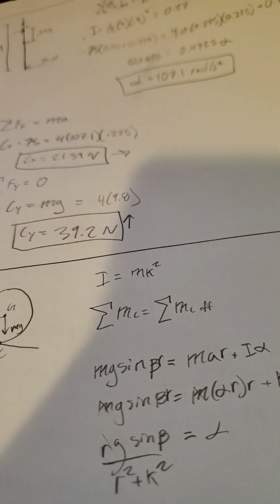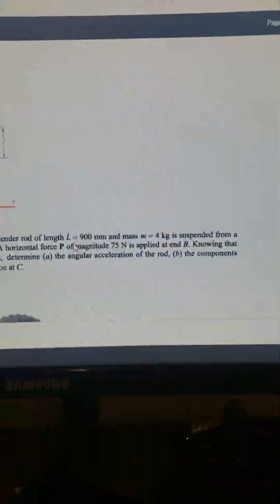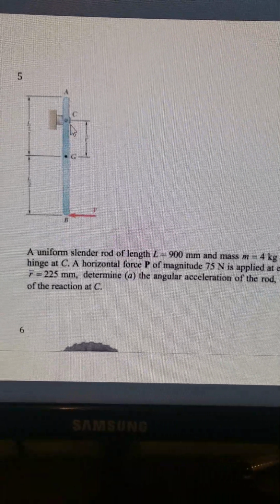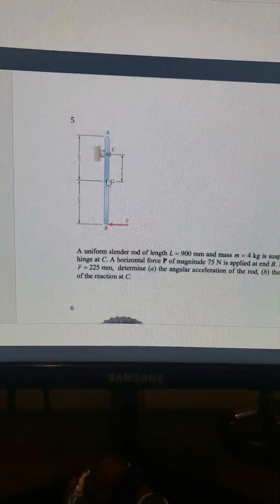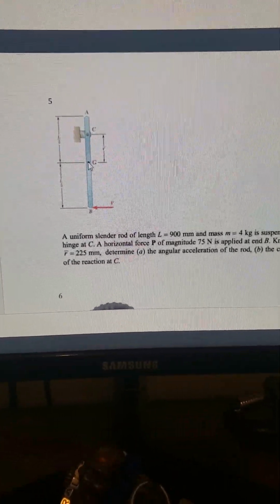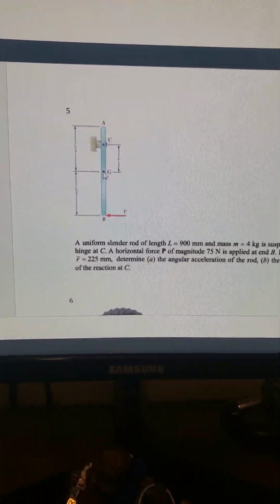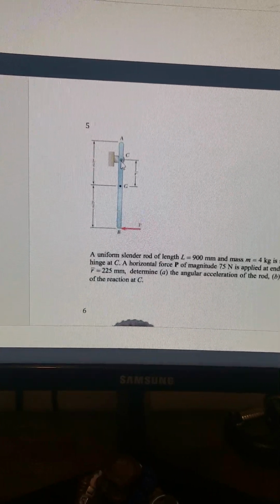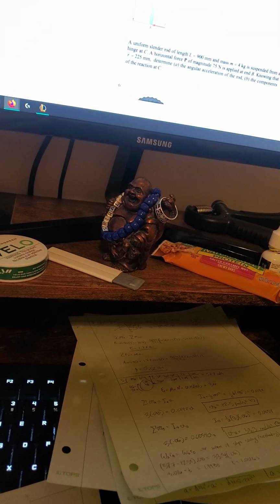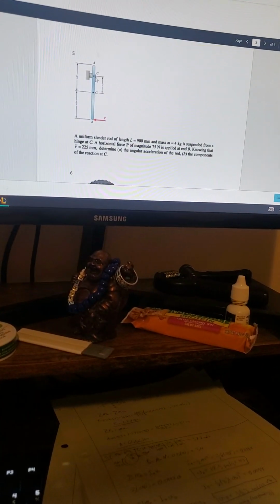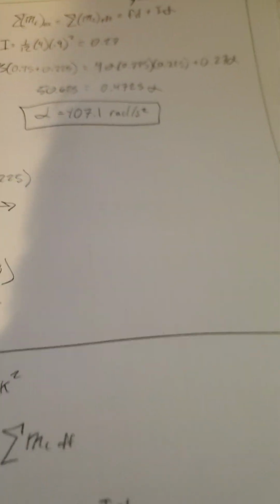Okay, and then 5. So 5 is the bar, and it's rotating not about its center. Initially, I thought this would be a parallel axis theorem problem because it's easy to calculate about the center of gravity, and then you can just use parallel axis theorem to calculate. But I realized we actually don't have that mass. Maybe we could use a ratio to find how much mass is actually away from that section or whatever. But there is another way to solve it.